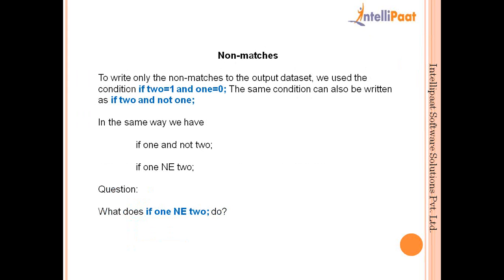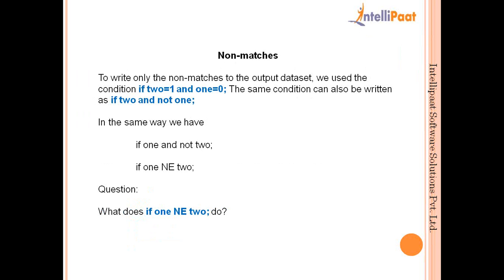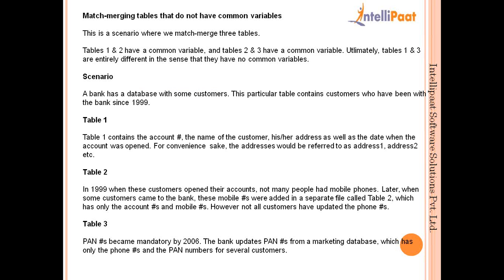So this is what happens in case of matches. But in case of non-matches, to write only non-matches to the output dataset, we use the condition if in1 is equal to 0 and in2 is equal to 1. The same condition can also be written as if in2 and not in1. In the same way we have if in1 and not in2. What does if in1 not equal to in2 do?